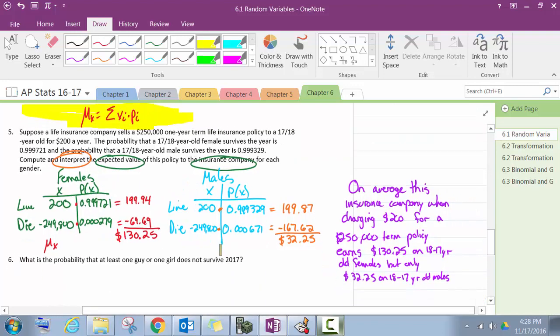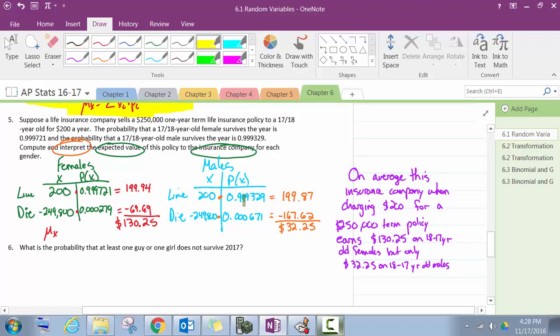So we do the same thing for the guys. The only thing that changes for the guys is the probability. Probability of a guy dying is a little bit higher because, well, we're idiots. So 200 times 0.99329 and negative 249,800 times 0.000671. And we add those up. So on average, the insurance company, when charging $200 for a $250,000 term policy, earns $130.25 on teenage females, but only $32 on teenage males because there's a higher probability that they die. So that's why they do it over time.